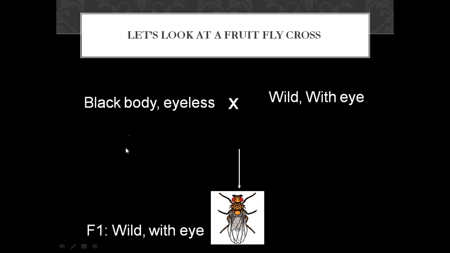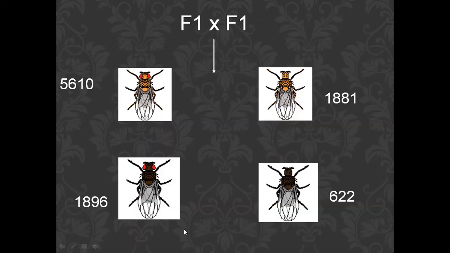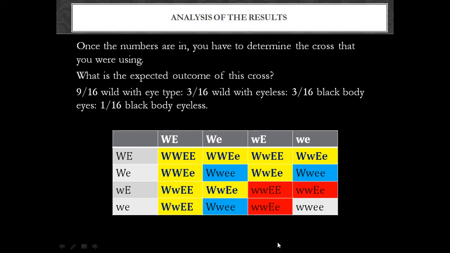Based on this ratio we work out the expected frequency. This is the diagram where we cross the black body eyeless into wild eyeless, and this is the F1, which we assume the ratio of F1 into F1, that is the back cross, should be in this ratio. So this is the analysis of the result. We expect the expected outcome.